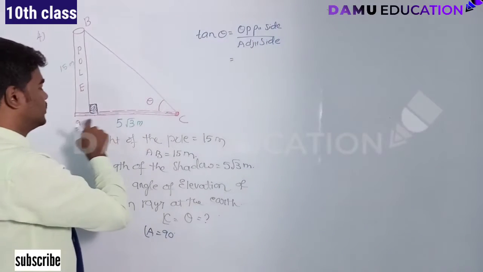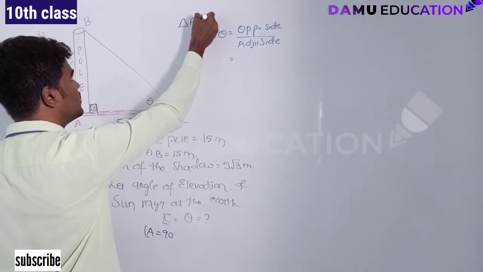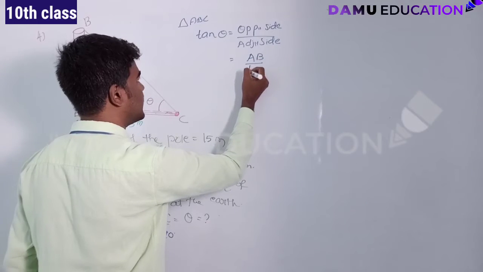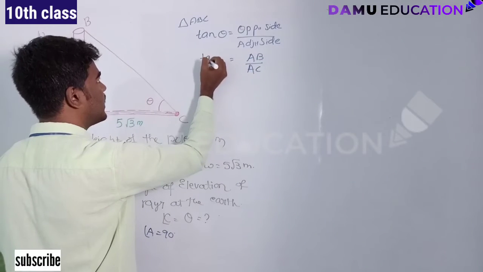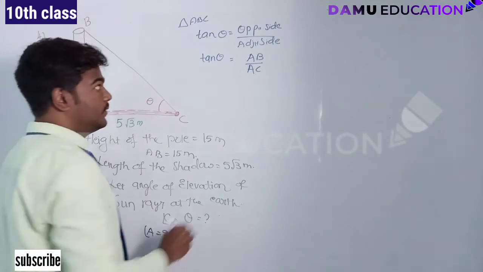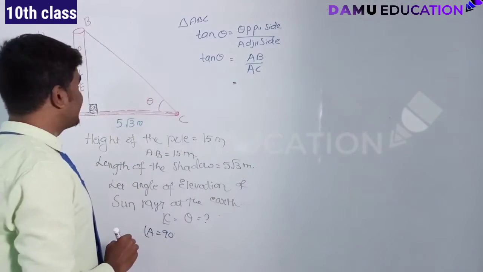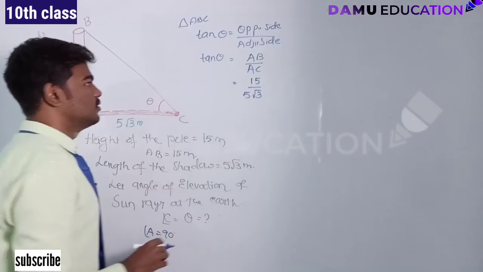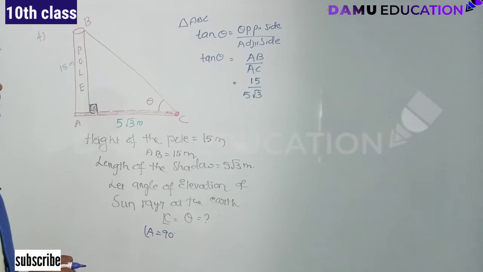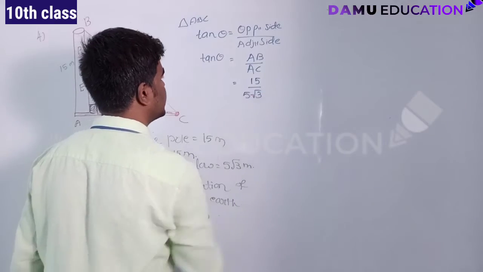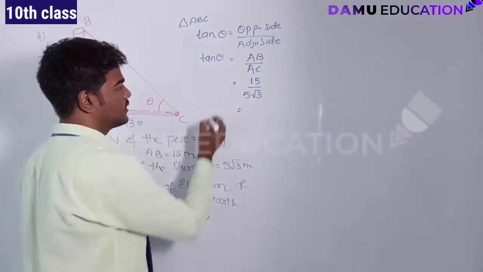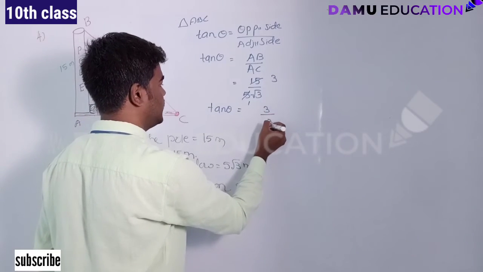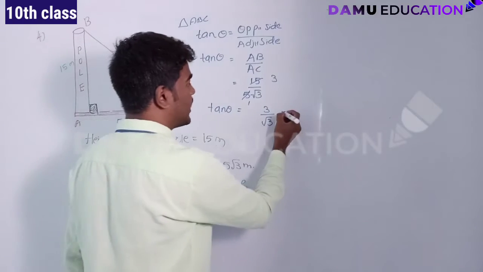So what is the opposite side here? In triangle ABC, C is the angle. So the opposite side is AB, and the adjacent side is AC. So tan theta is equal to AB over AC. Here AB is nothing but 15, and AC is nothing but 5 root 3. So let's take tan theta as it is: 5 ones are 5, then 5 threes are 15, so 3 by root 3.